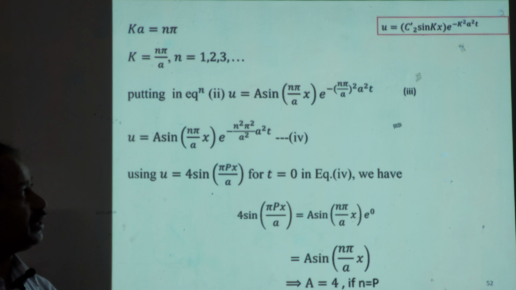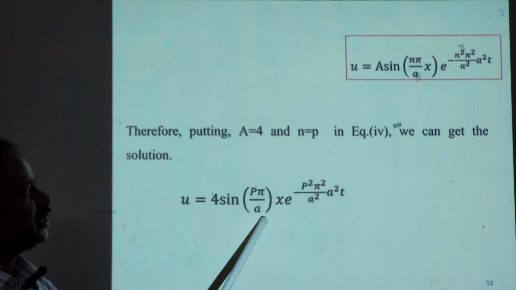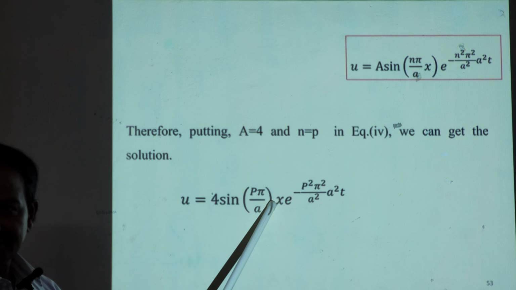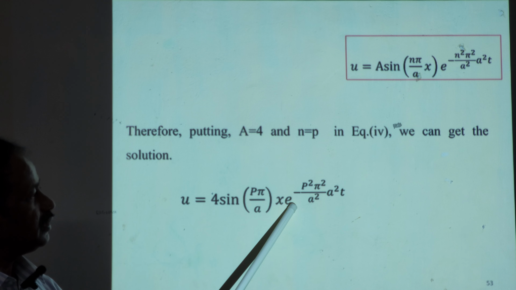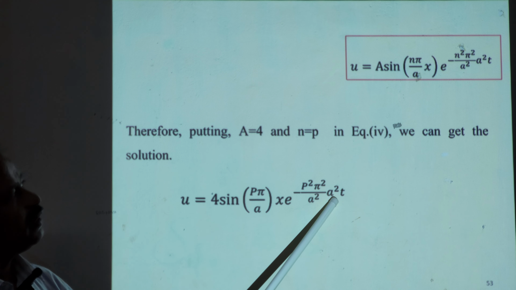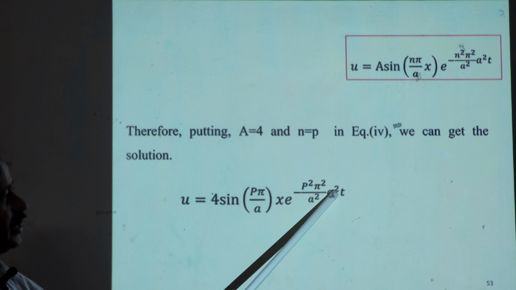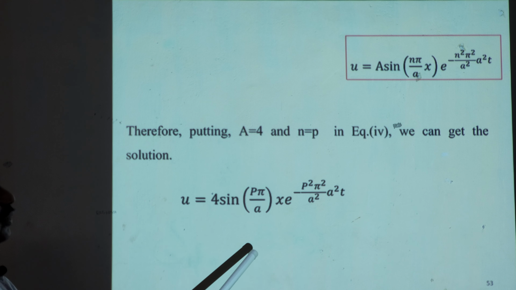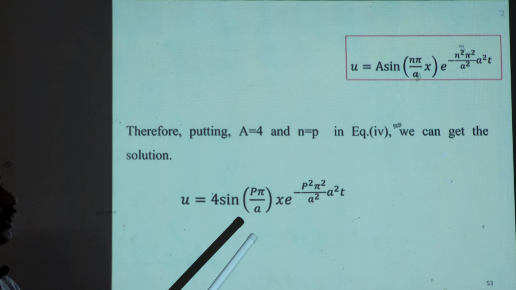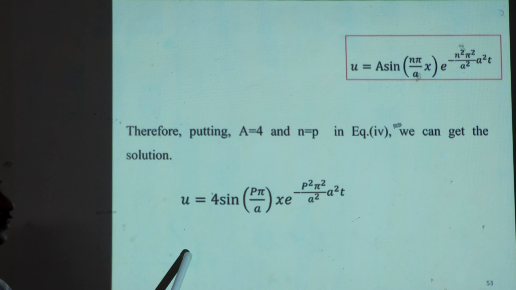Substituting n equal to p and A equal to 4, that will give us u equals 4 sin, instead of n you substitute p, so p pi by a x. There's a mistake here, x is here. e to the power minus, instead of n substitute p, so p squared pi squared by a squared times a squared t. This a squared and this a squared will cancel, so we have e to the power minus p squared pi squared t. So that is your complete answer. So this is a solution of the given equation.